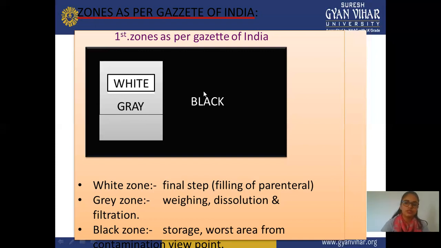So you should take care that your formulation stays away from the black zone area, because then there will be no chances of contamination of your parenteral product.